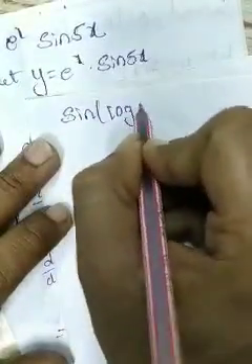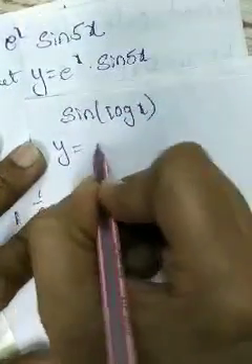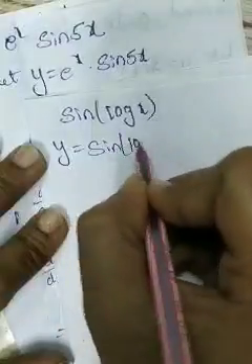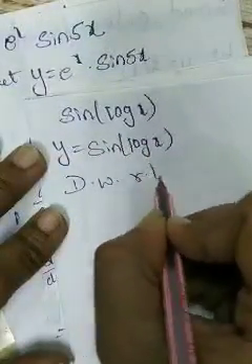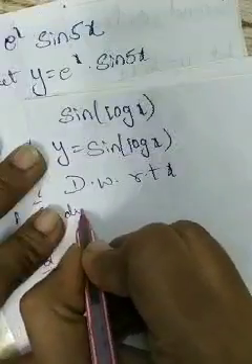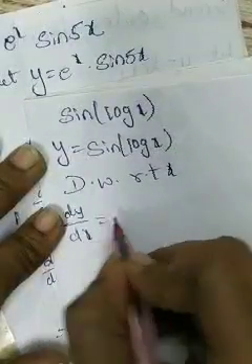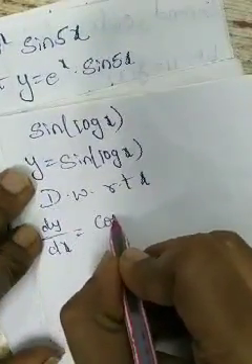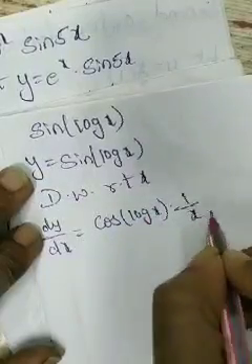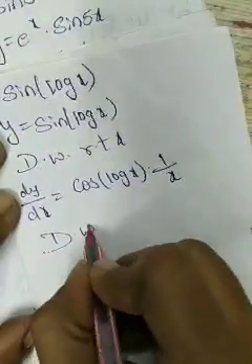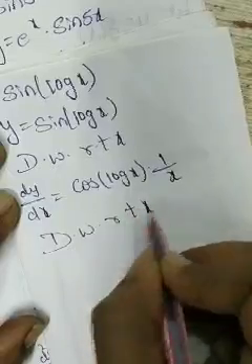Sine of log x. So y is equal to sine of log x. Differentiate it with respect to x. It becomes dy by dx equals, sine of log x derivative is cos of log x, and log x derivative is 1 by x. Again you differentiate this with respect to x.